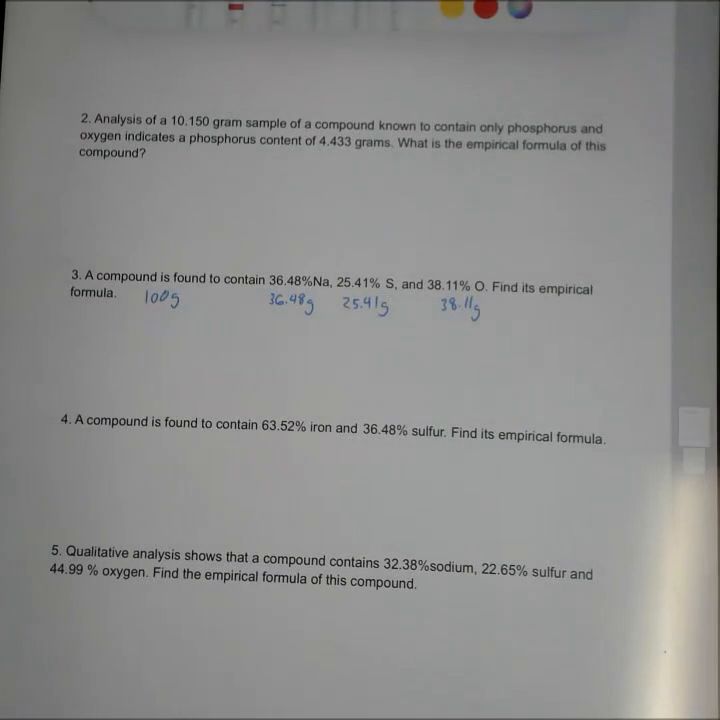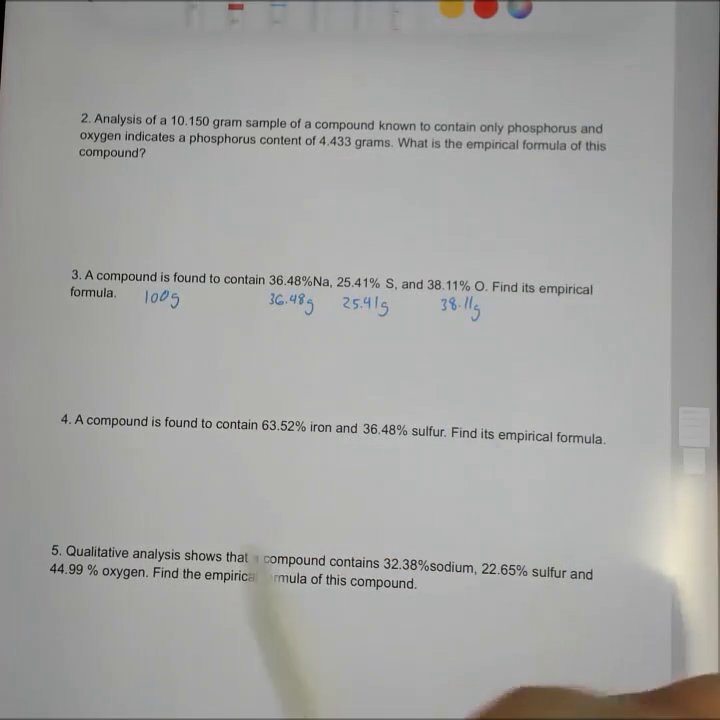You can assume 50 if you want, there's just more math involved. So I always suggest assuming you have 100 grams when you have percents, so you can do percents very easily.